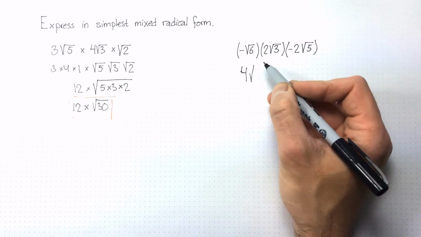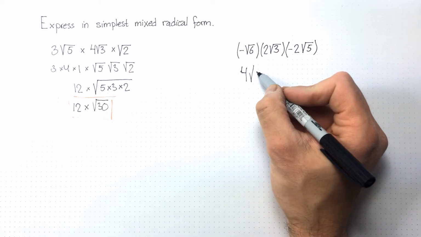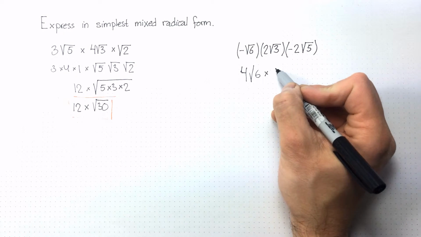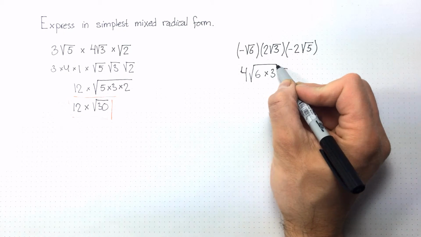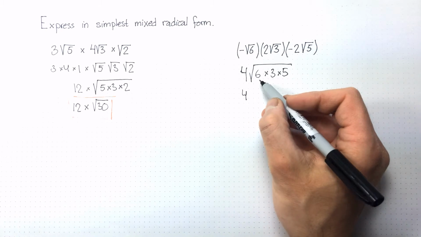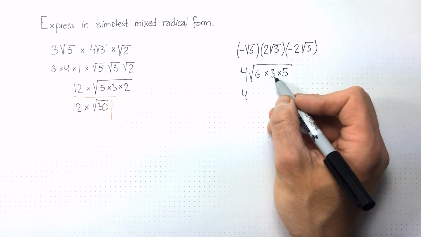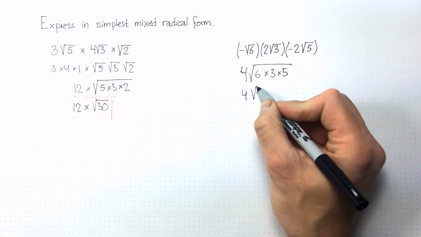And then for the radical, we can combine these three radicals. So we get 6 times 3 times 5, all of this under one radical symbol, with a coefficient of 4. 6 times 3 is 18. 18 times 5 is 90. So we have the square root of 90.